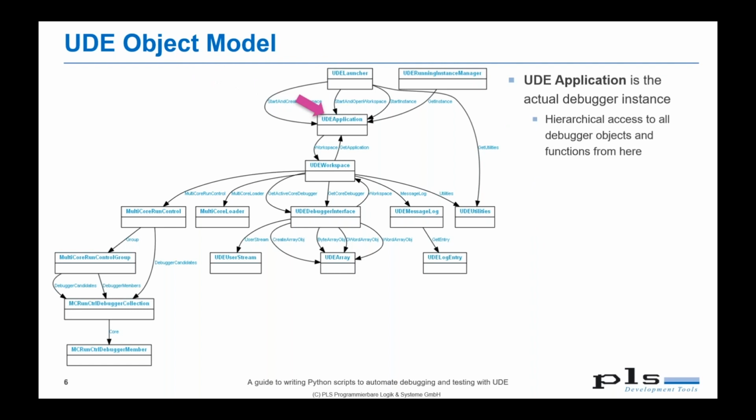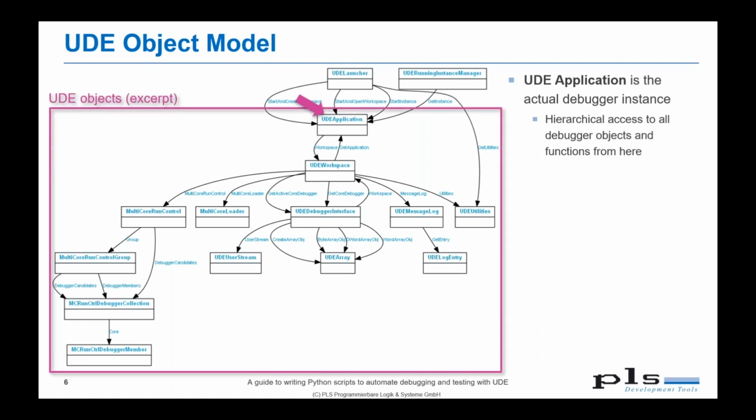From these two top-level objects, you get the application object, and from there you can start to obtain all the other objects that you need in your script or in your test application. Basically, the UDE application object is the actual root object in the debugger object model. And all the other objects below the application object, and the application object itself, provide the real debugger functions.